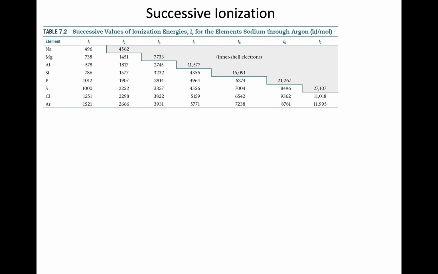I mentioned that we can remove one electron, two electrons, three. We can remove all of the electrons. This refers to the successive ionization energy. Here's the data to remove, for example, from sodium, one electron, and then the second one. Magnesium, one electron, two electrons, three electrons. After the staircase here, it's showing that it takes a great deal more energy to remove inner shell electrons.